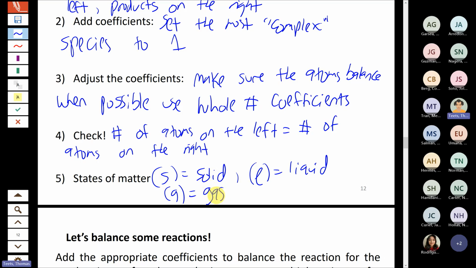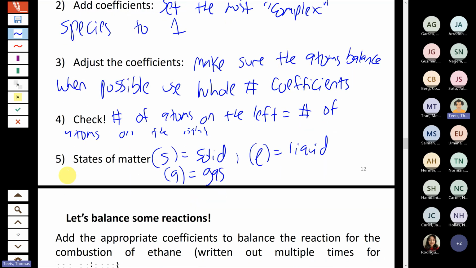That becomes more important for later chapters that we're going to talk about, but you might see it already, so I just want to make sure you're aware of that. So let's go ahead and balance some just to see how this works. That's one of those things that you just have to practice and get good at.